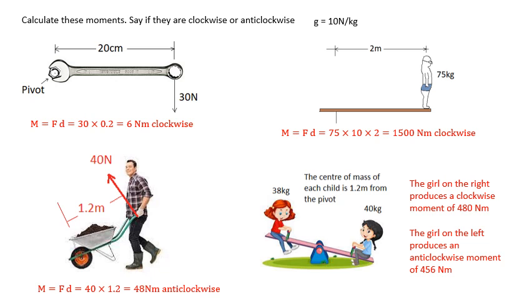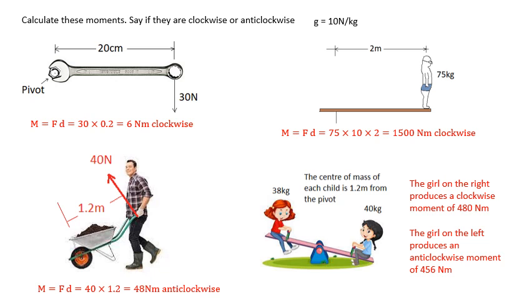Top right, the guy on the diving board. So his weight will be 750 newtons if little g is 10. And so it'll be a clockwise moment about the pivot, the other end of the diving board, 1,500 Newton meters clockwise. The wheelbarrow, the guy applying this 40 newtons force, so this will be an anti-clockwise moment. The pivot will be the middle of the wheel. That is the turning point, the pivot. So 48 Newton meters anti-clockwise.